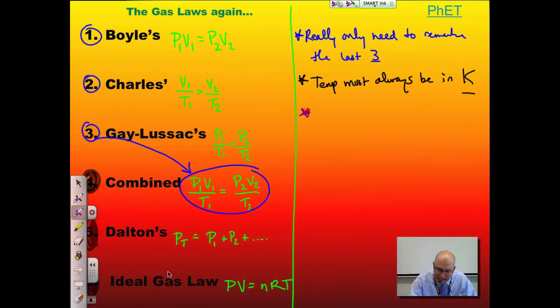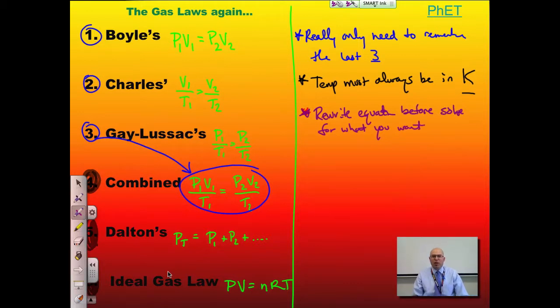I'm a big fan of rewriting equations before you solve, for what you're looking for, what you want, okay? So if you're solving for V2 in the combined gas law, rewrite the equation before you plug in any numbers. I think it's just helpful to do, okay?